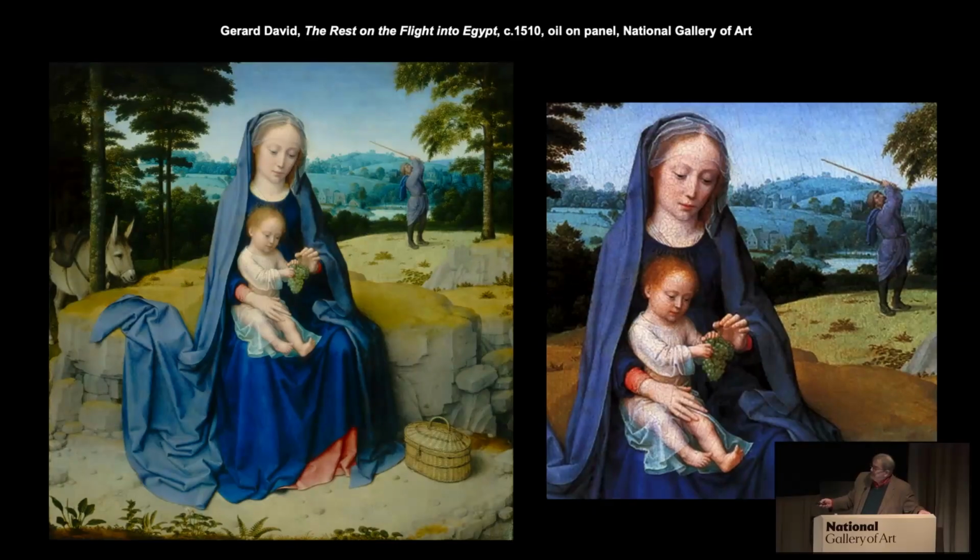This is their picnic basket. They're giving the ass a rest here. He's eating moss. Here's the picnic back. And then we have this array of flowers across the bottom.